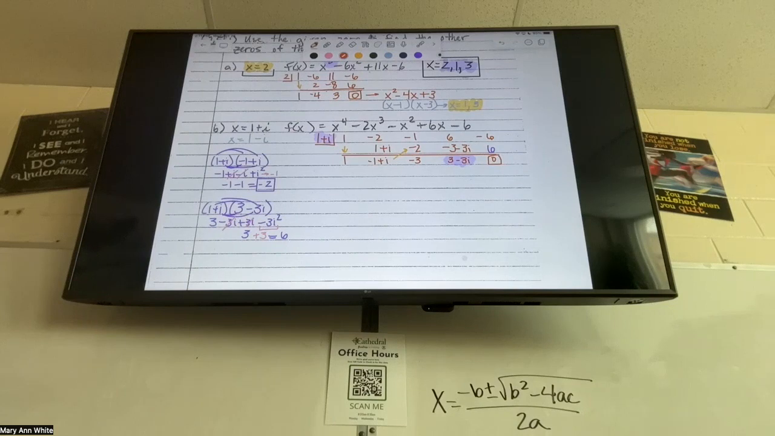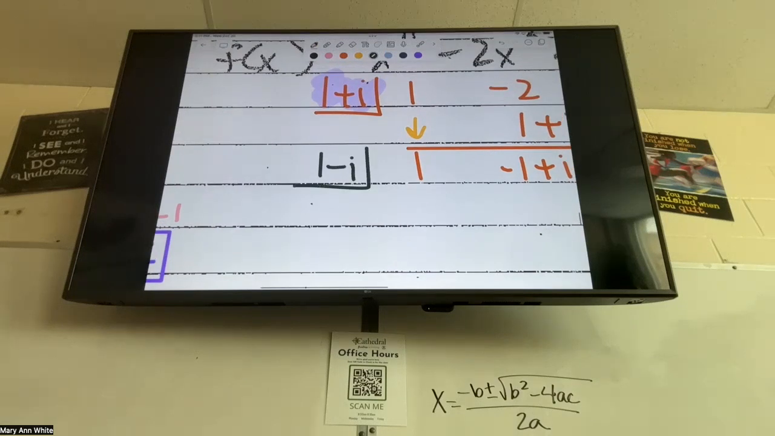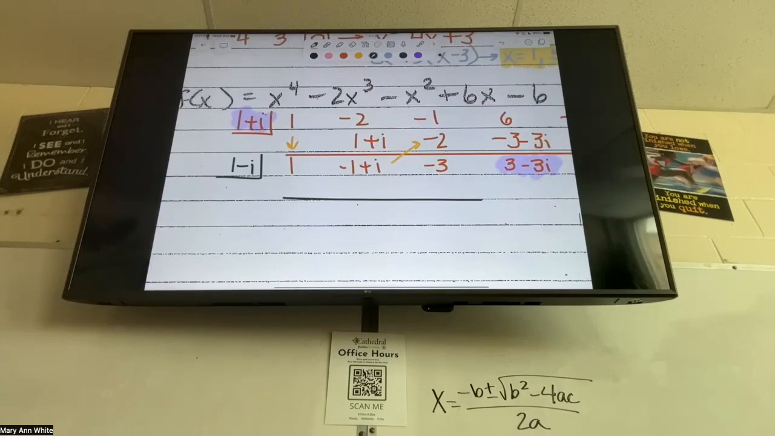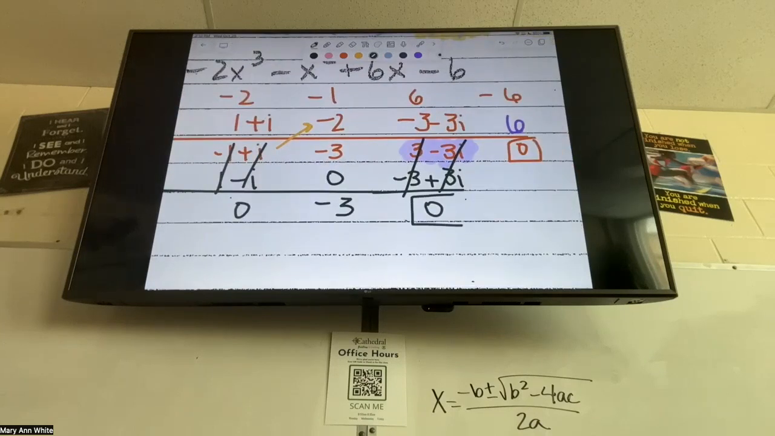Now take your 1 minus i, put that in the house, and we're going to do that. Okay, so bring that 1 down. 1 times anything is just itself, so I'll have 1 minus i. And it cancels all the way out. -1 and 1 cancel, i and -i cancel, so I get 0. 0 times anything is just 0. So I'm left with that -3 again. And then -3 times 1 minus i is -3 plus 3i, which cancels all over again, which is 0, which is what I want as my remainder.